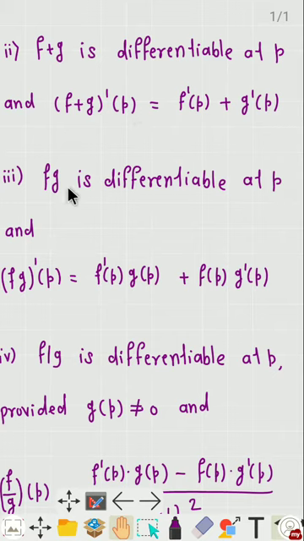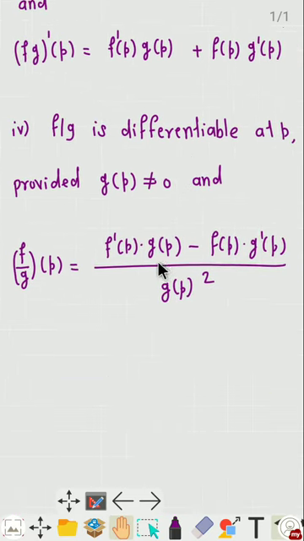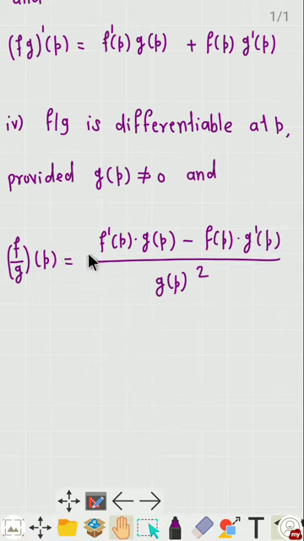Third statement is f into g is differentiable at point P and f into g dash of P is equal to f dash P into g of P plus f of P into g dash of P. And fourth statement is f upon g is also differentiable at point P provided that g of P is not equal to 0, and the derivative of f upon g function at point P is equal to f dash P into g of P minus f of P into g dash of P whole divided by g of P square. Okay, so these are the four statements which we have to prove.